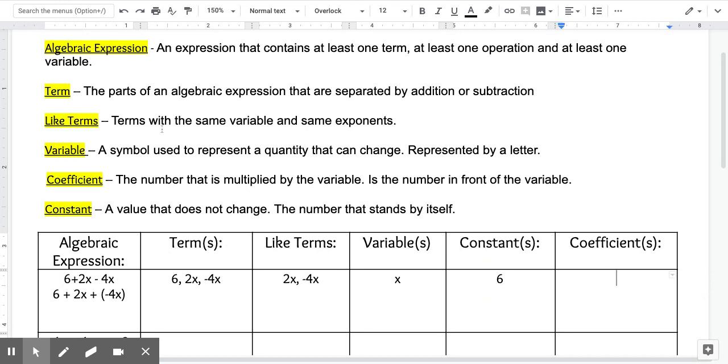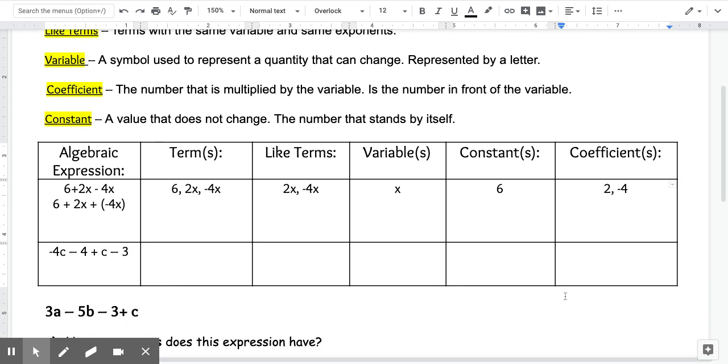What is a coefficient? A coefficient is a number that is multiplied by the variable. It is a number that is in front of the variable. So if I look at my variable, I see a 2 in front of it, and then I see that negative 4 is in front of another variable. So that's why my coefficients are 2 and negative 4. And do not include the variable because that will be considered wrong.